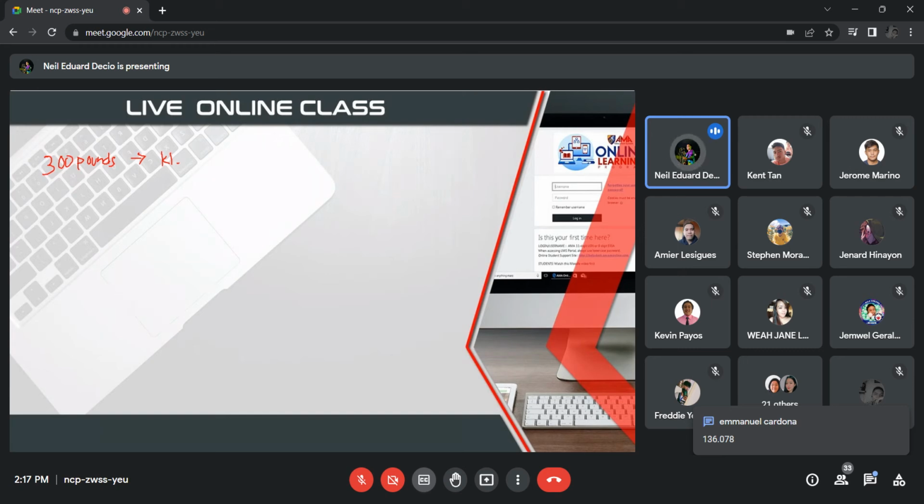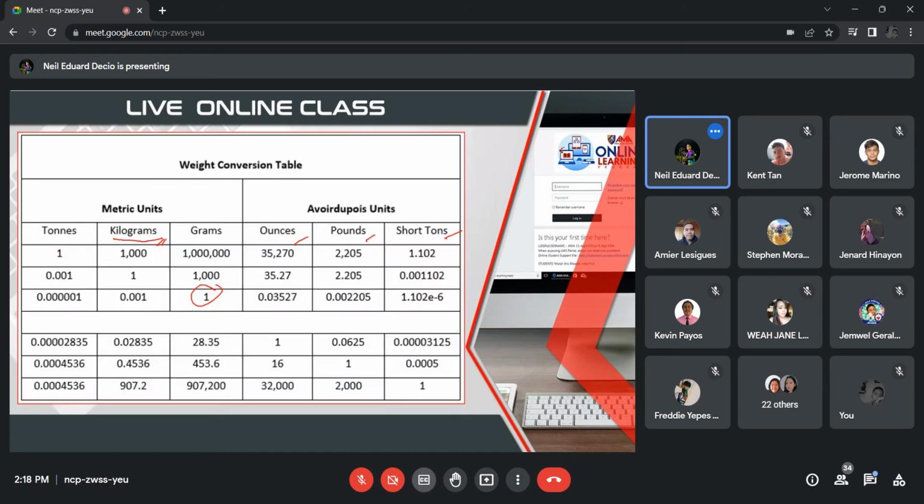So how many kilograms is 300 pounds? Okay, so 1 pound is equal to 0.45392 kilograms, they say. Let's look at the table. Here, 1 pound is equal to how many kilograms? 0.4536.